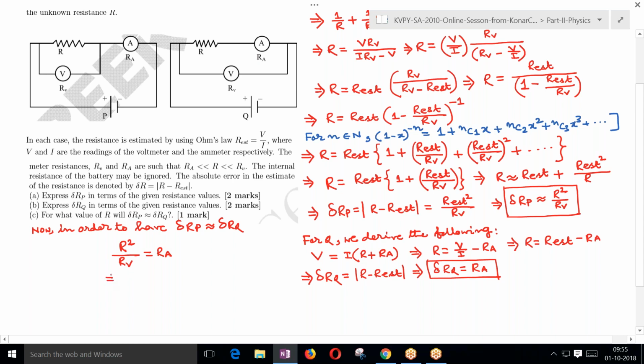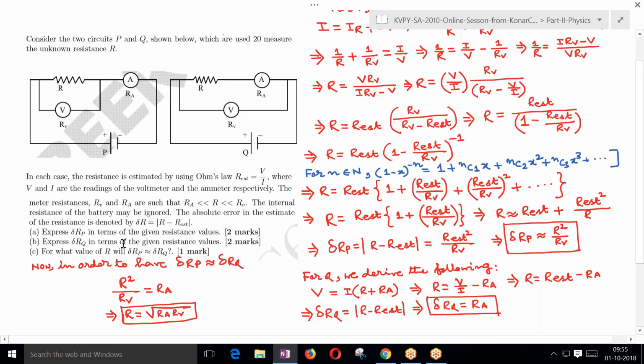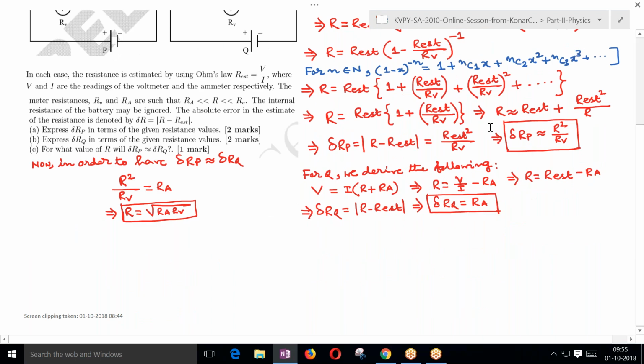So from here we get what? We get R is equal to square root of RA into RV. So for R equal to square root of RA into RV, we get delta RP approximately equal to delta RQ. I hope this is a long derivation. If you wish, you can have a quick look into all these things before we proceed to the next question.